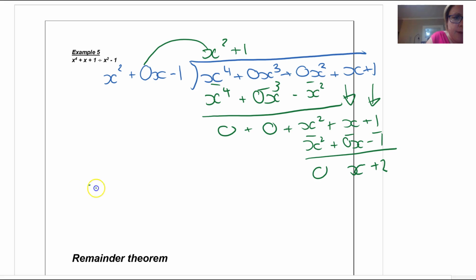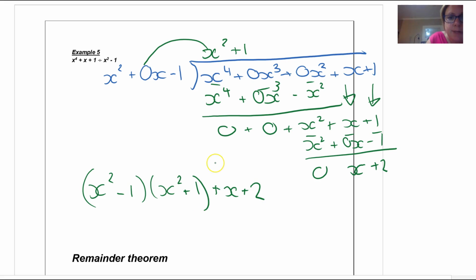So what I have is x squared minus 1 times x squared plus 1, plus x plus 2, and expand it out if you don't believe me, is equal to x to the 4 plus x plus 1.